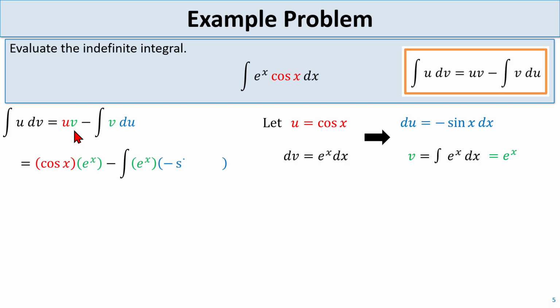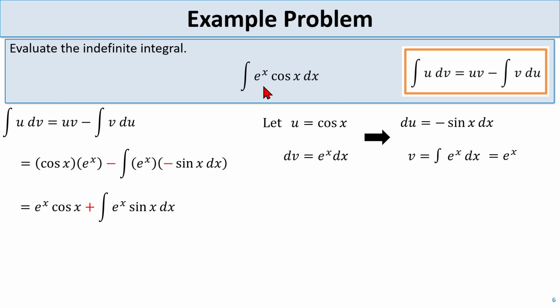u is cosine of x. Both of these v's get replaced with e to the power x, and du was negative sine of x dx. As usual, after I plug everything in, I want to look for ways of simplifying. I notice that I have a minus and minus. They can combine to a plus.